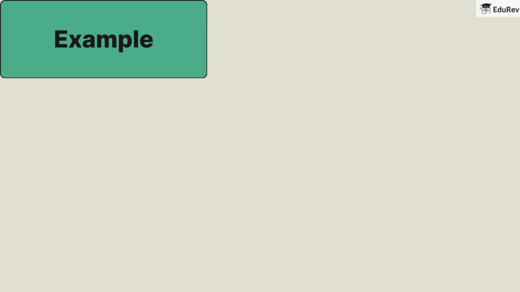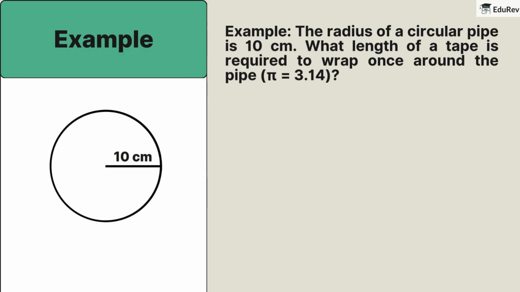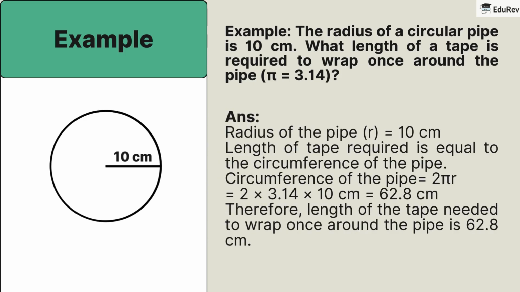In another example, if the radius of a circular pipe is 10 centimeters, we need to find the length of tape required to wrap once around the pipe. Using the circumference formula, C is equal to 2 multiplied by pi multiplied by 10 centimeters, which is equal to 2 multiplied by 3.14 multiplied by 10 centimeters, which equals 62.8 centimeters. Thus, the length of tape needed is 62.8 centimeters.